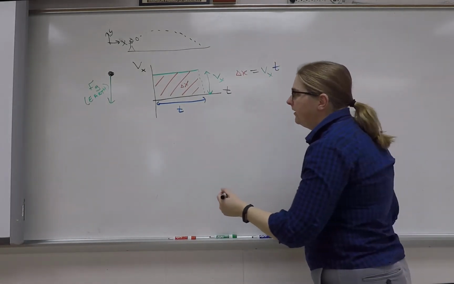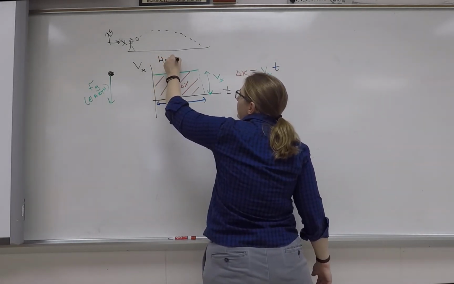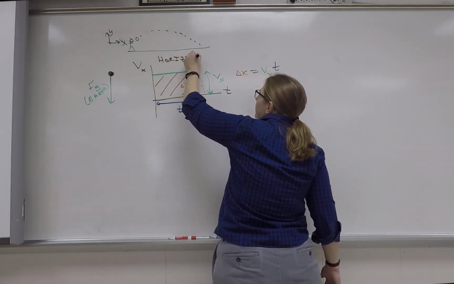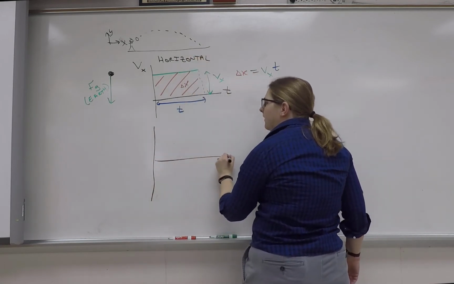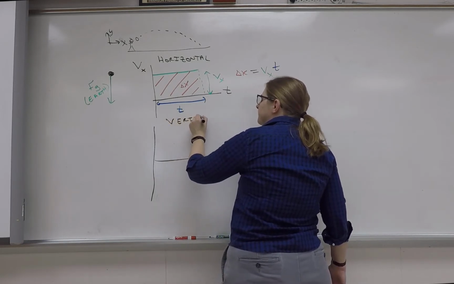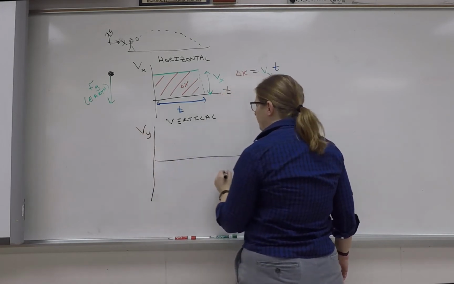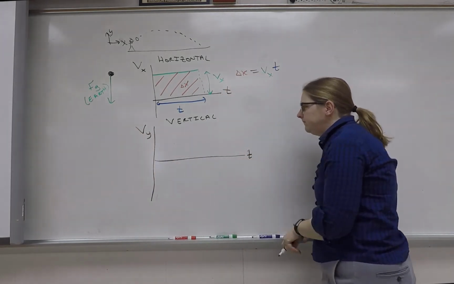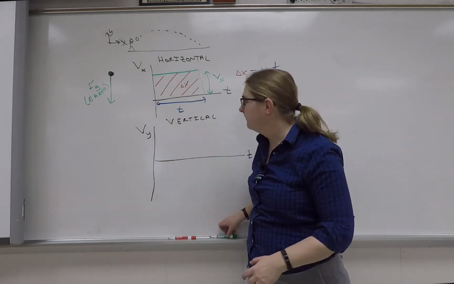All right, so now I'm going to think about the vertical motion. So this, again, is horizontal. And now I'm going to think about my vertical or my up and down motion. And I'm going to label this with a Vy, where again that y indicates the vertical direction.